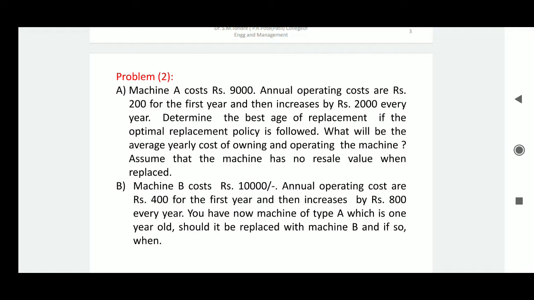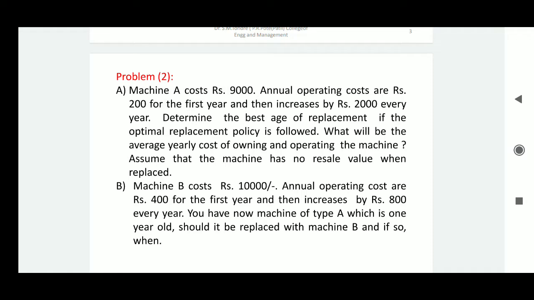Now, the part B of the question is that another machine B, which has a cost of rupees 10,000, and similarly the annual operating cost is rupees 400 for the first year, and then gradually it increases by rupees 800 every year. So in this problem you have to find out the best age of replacement of these machines, that is machine A and machine B.